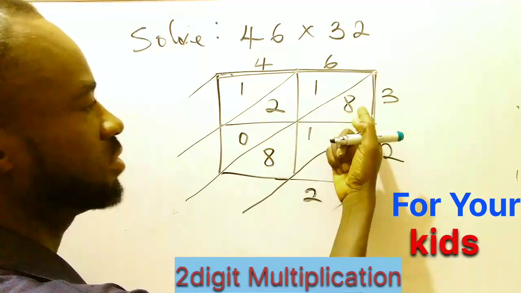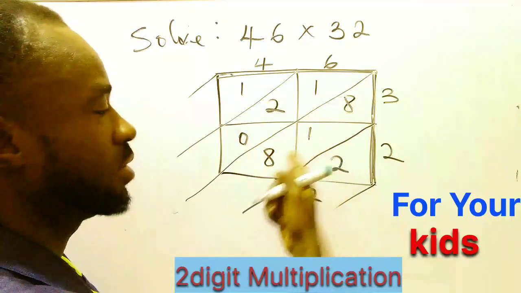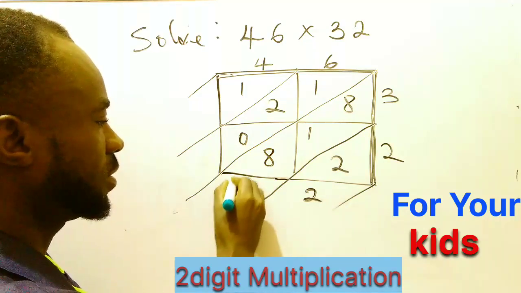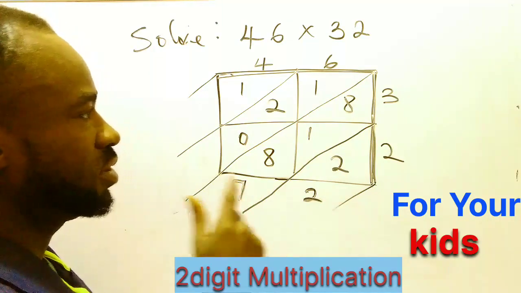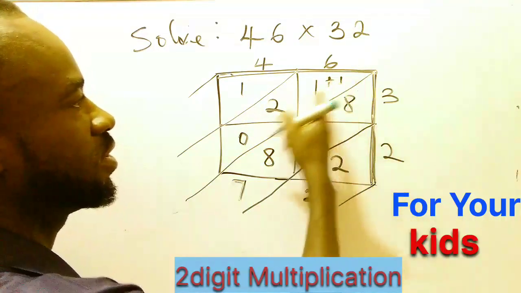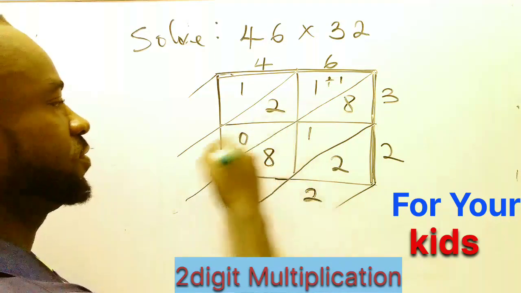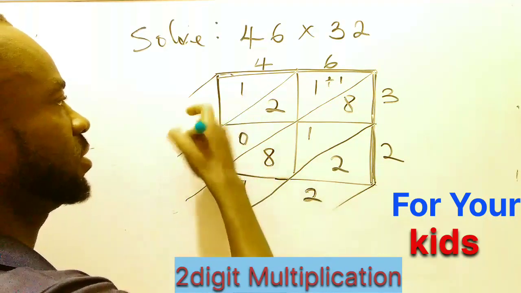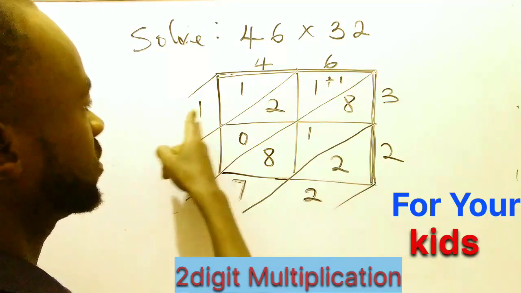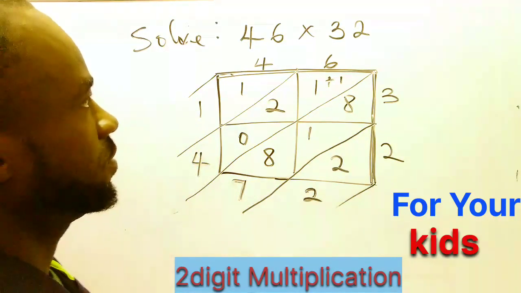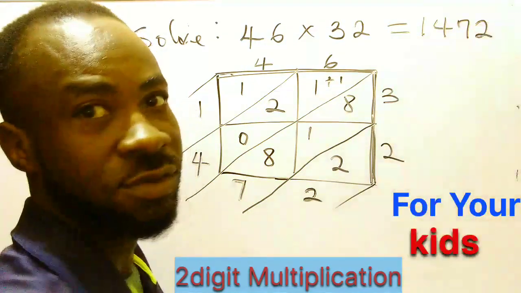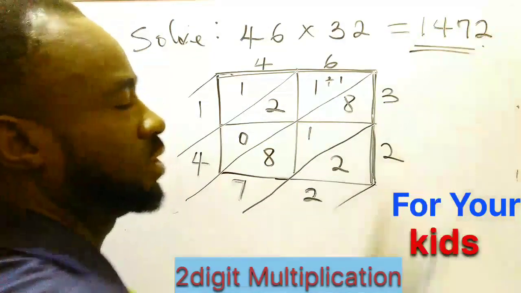So let's go. 8 plus 1, that's 9, plus 8, that is 17. I'm going to write my 7. I'll take the remaining 1 to this other diagonal. So if I add that 1 to this, I have 1 plus 1, that's 2, plus 2, 4, and then I bring my 1 down here. Can you see that? So my answer is 1472. Answer is 1472, and this is our solution.